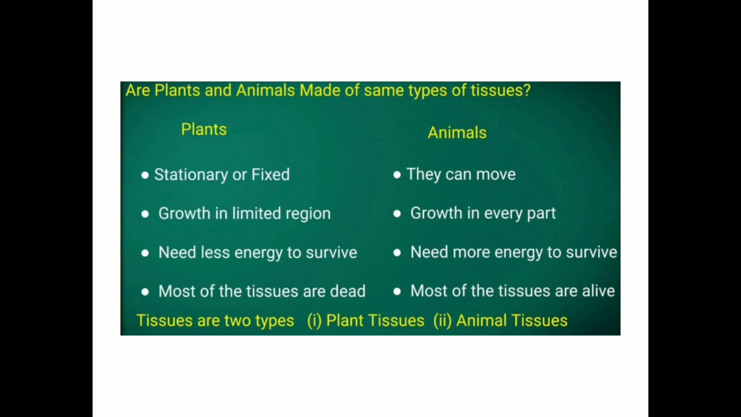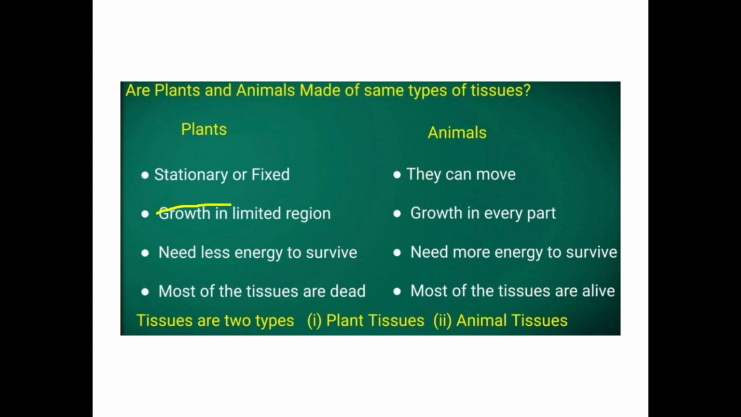Then we are going to study the differences between tissues. All plants and animals are made of tissues. Why? Because they have similar cells which have a specific function. Similarly structured cells having a specific function. So plants and animals have tissues. Now we are going to compare the differences in the tissues of plants and animals.